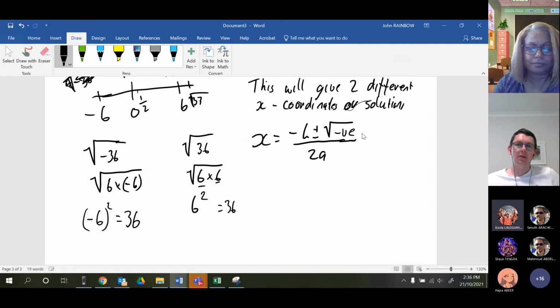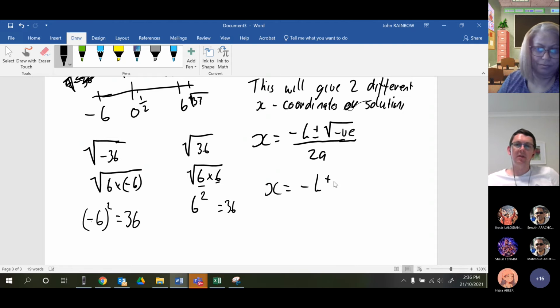So you only have one answer. Will I have one answer? I can't solve it. Well, there'll be no answers. So x equals negative b plus or minus the square root of negative 36 on 2a. There's no real solutions.